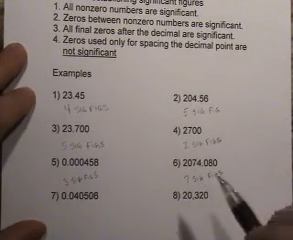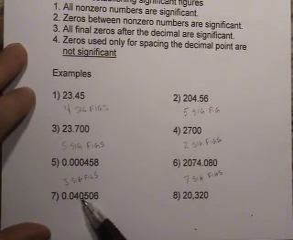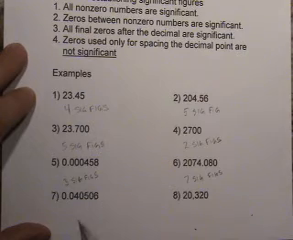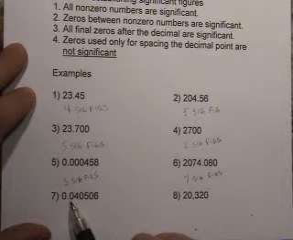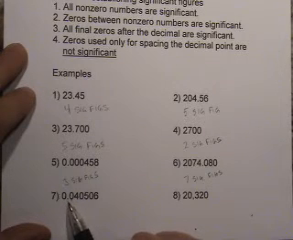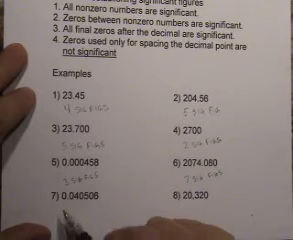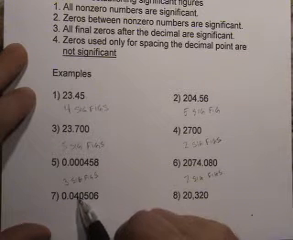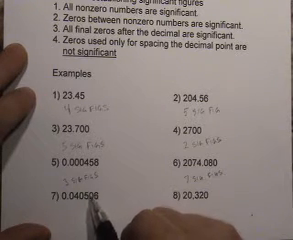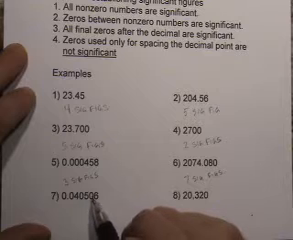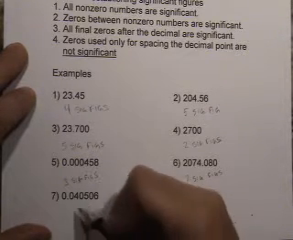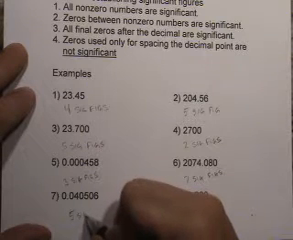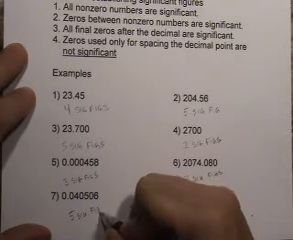Okay, so let's look at example 7. 0.040506. Now the first two zeros are there to tell you where the decimal place is. So these are not going to count. They're not final zeros. They're simply there as placeholders to place the location of the decimal point. This 0 is between two non-zero numbers, and this 0 is between two non-zero numbers. So those two zeros get counted as significant figures. And that means that for this one, I would have 5 significant figures.